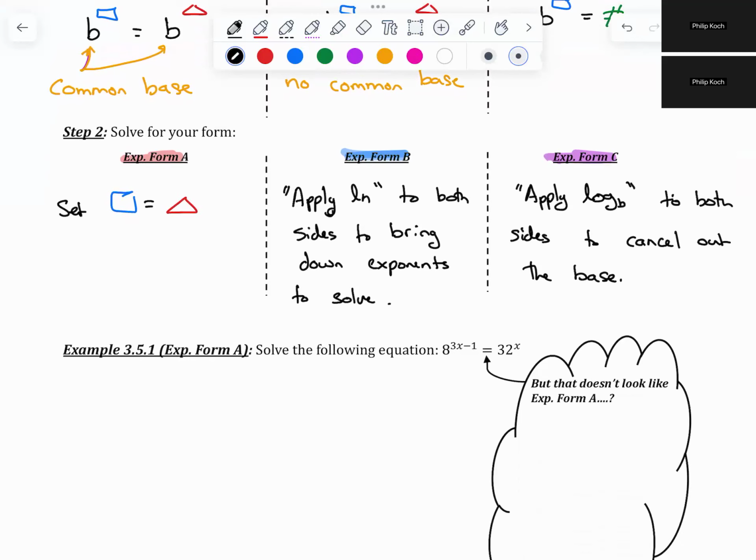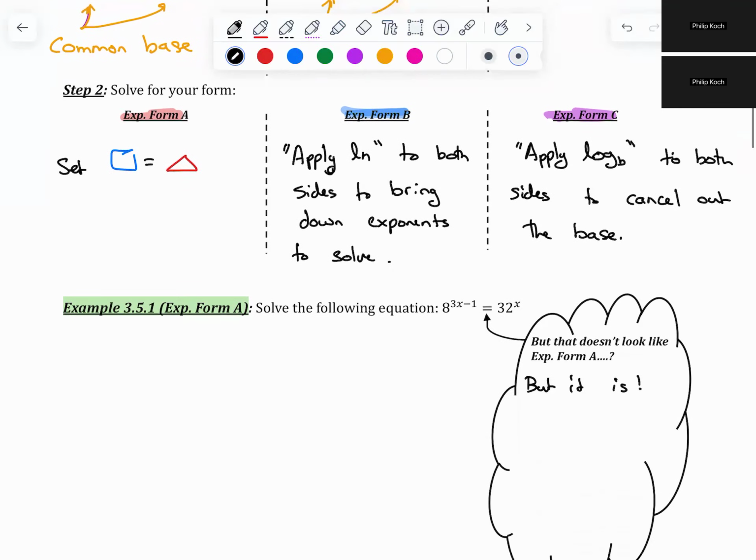As an example of form A, I've got 8 to the 3x minus 1 equals 32 to the x. But Phil, that doesn't look like exponential form A. It is, though. Because 8 is 2 cubed and 32 is 2 to the 5th.